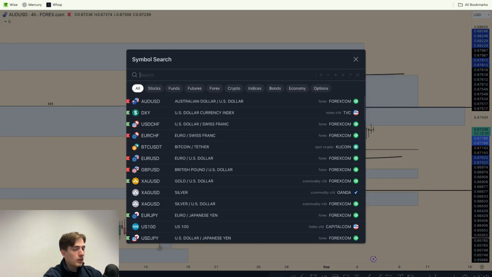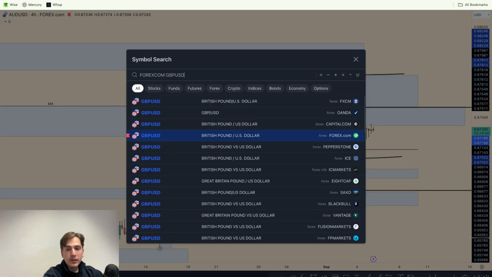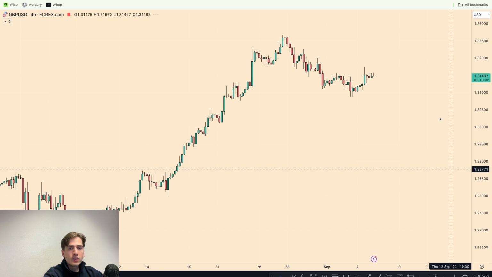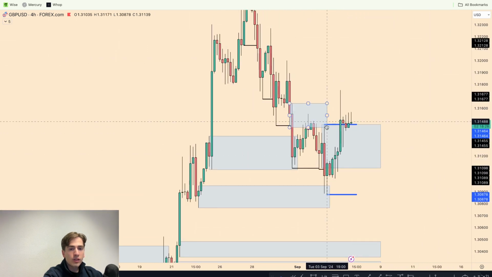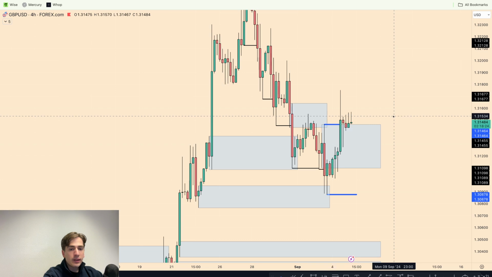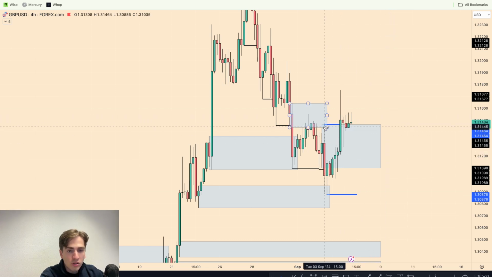Go into the next pair, GBPUSD. What are we seeing there? So GBPUSD, similar to EURUSD, we broke the overall fractal high here, the upper blue line. So this indicates to me that we have now got potential for longs again.